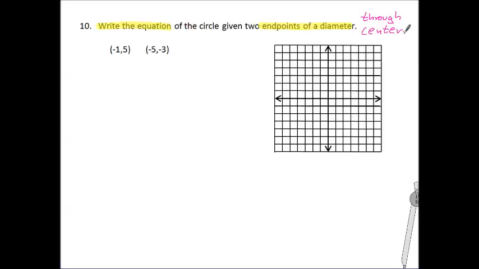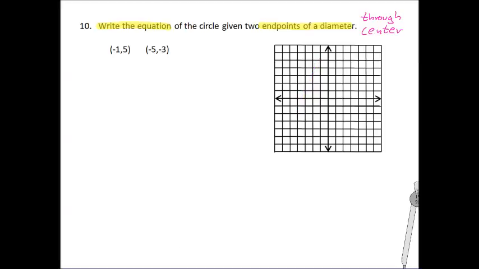Okay, so here are 2 points, -1, 5 is one of them, and the other one is -5, -3. These are our points, and between these 2 points we have our diameter. Now, maybe we're going to be able to eyeball where that center is, but just to be safe, let's find the midpoint of our 2 points.